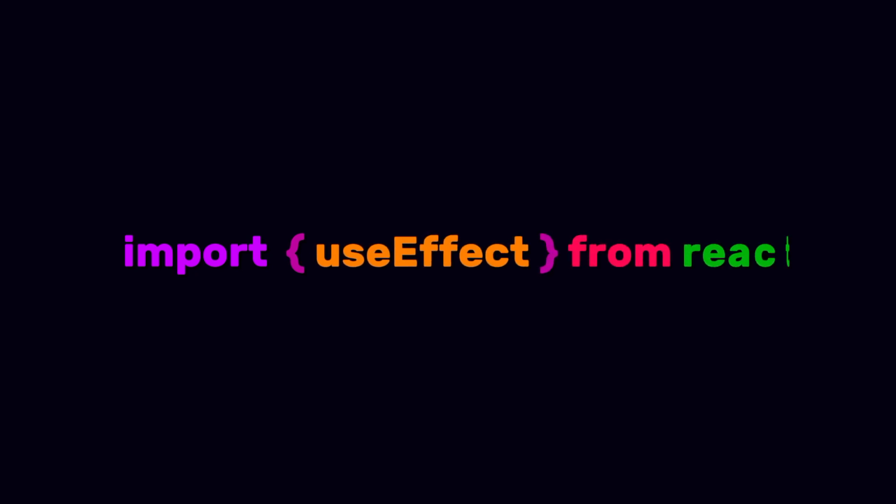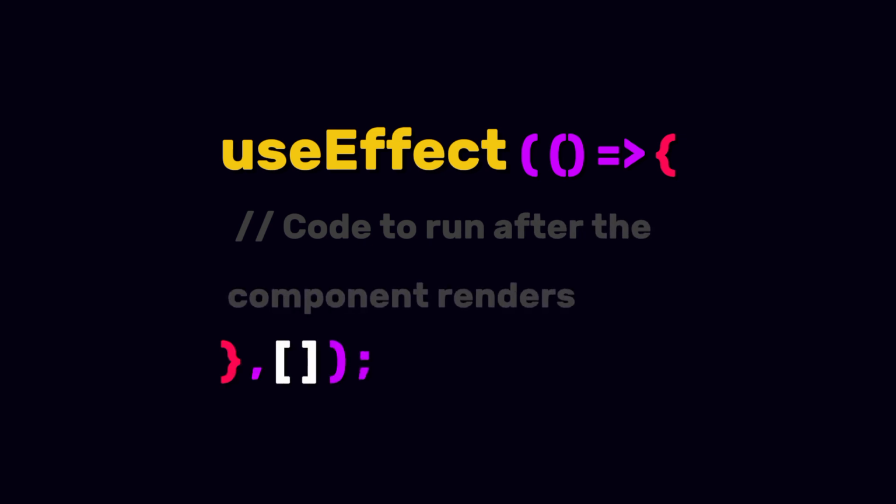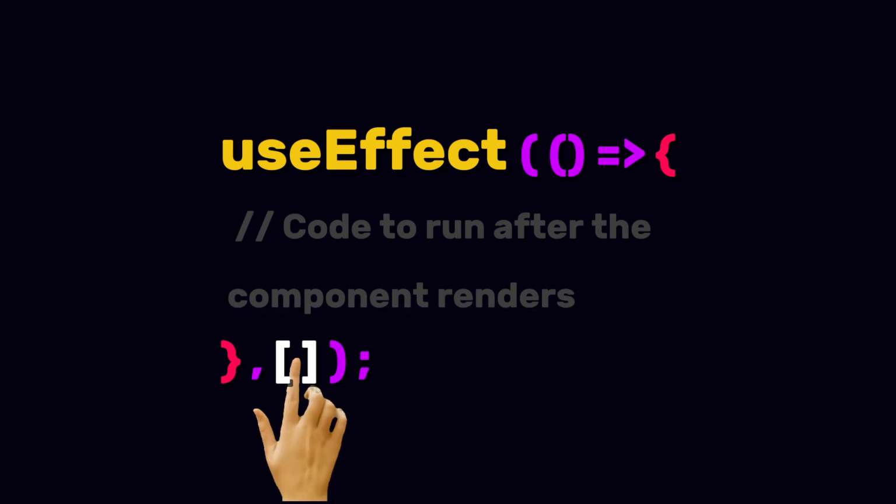Now let's see how you can use useEffect in React. We first of all have to import useEffect from React. Remember, this is a built-in function. This is how the basic syntax of useEffect looks like. The first argument is a function where we put our side effects, and the second argument is a dependency array which tells React when to run the effect.